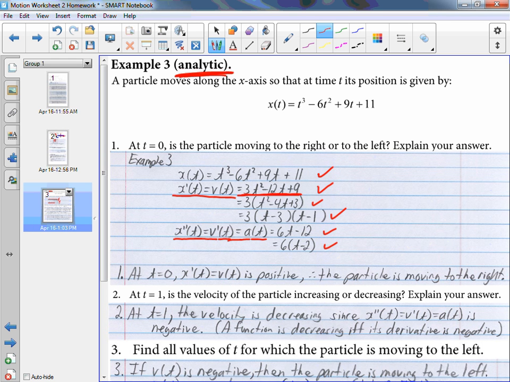Okay. So the question is, at t equals 0, is the particle moving to the right or to the left? All right, so find your velocity, put in a 0 for t. So that parentheses would be negative, that parentheses would be negative. Negative times negative is positive. Positive times 3 is positive. So at t equals 0, the velocity is positive. Therefore, the particle is moving to the right.